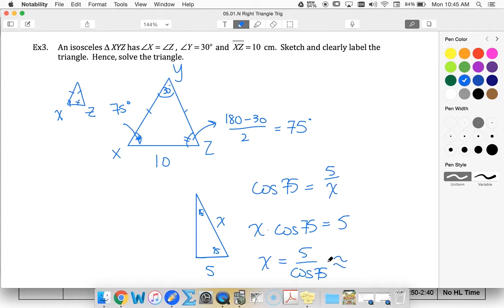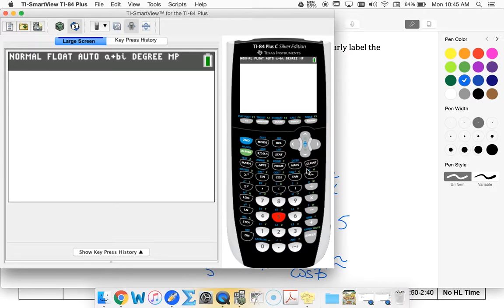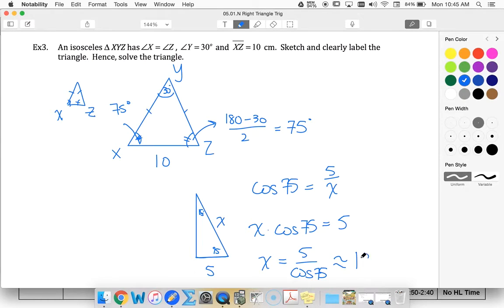I'm going to put that in my calculator to get the approximate answer. So let's clear it out. 5 divided by cosine, and I know the angle, so I'm using regular cosine, not cos inverse, and I'm getting 19.3 as my approximate side length. So notice that across from the 30 was 10. This angle is much bigger, so across from 75 is a much bigger side, 19.3 centimeters. So there we go, we've solved this triangle as well.